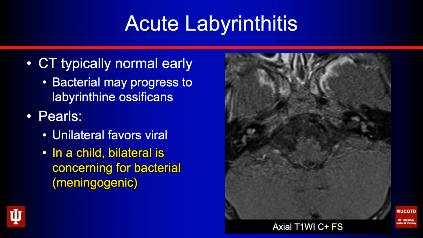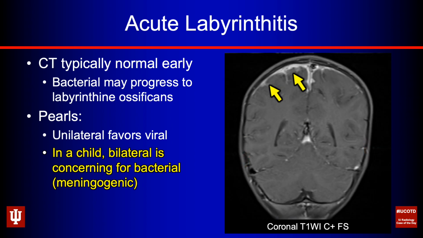If you have bilateral labyrinthitis, you do need to be strongly considering the fact that it's bacterial and it's meningogenic. So here was a child that, as you can see, has bilateral enhancement within the cochleas, the vestibules, as well as what we're seeing of portions of the semicircular canals. When you see that, make sure that you're looking at the brain. Here's the same child, coronal T1, post-contrast fat-saturated, raging meningitis. So look for that.